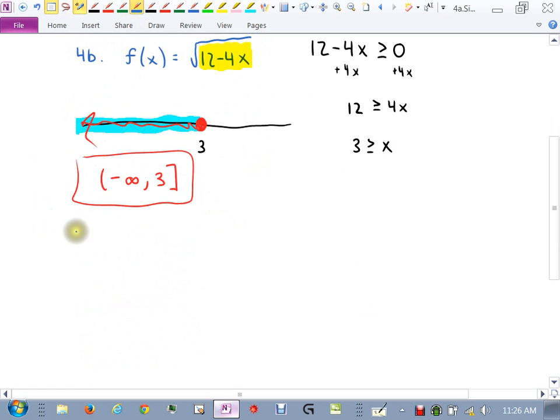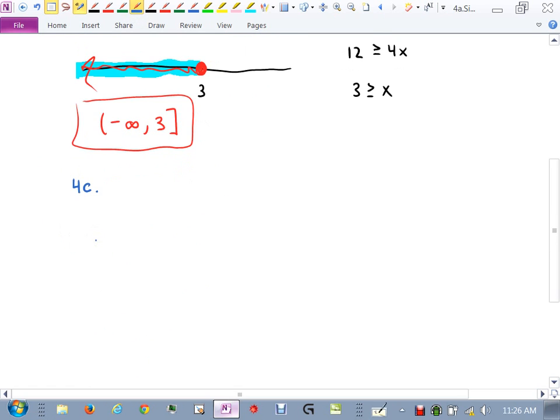Okay, for 4c, we want the domain of f of x equals 3x minus 1. There are no square roots here. There are no fractions. In fact, that's just a line. If we were to replace the left side with y, that's just y equals mx plus b. Lines are defined everywhere. Well, at least non-vertical lines are defined everywhere. So we have that.